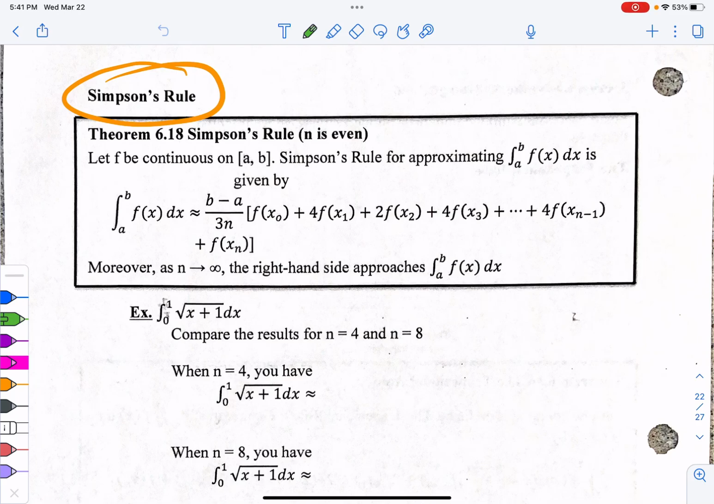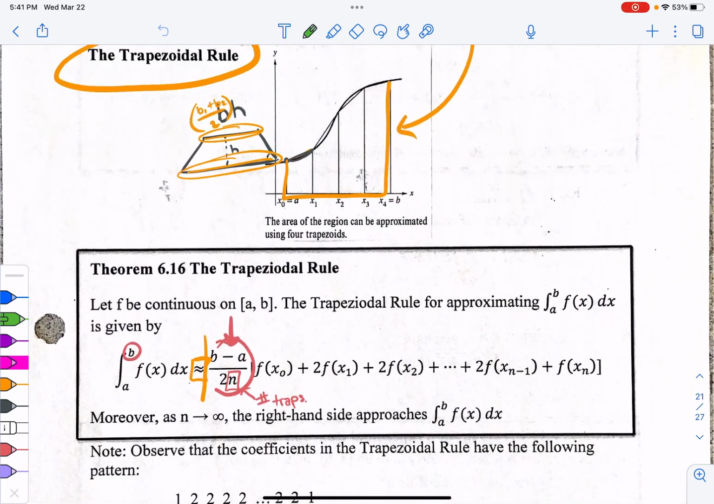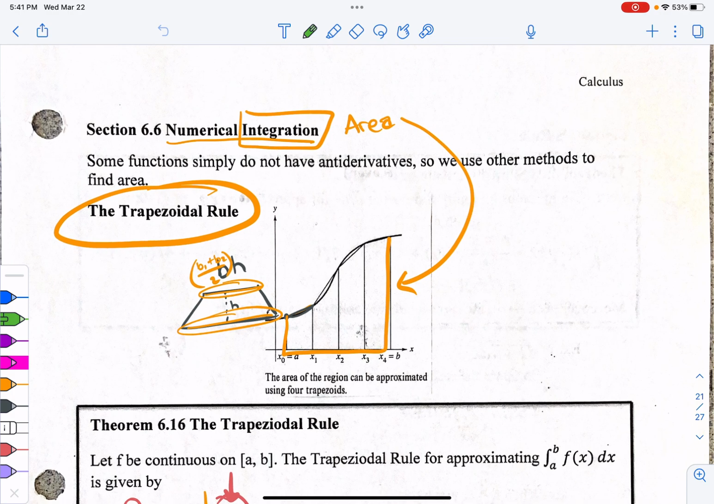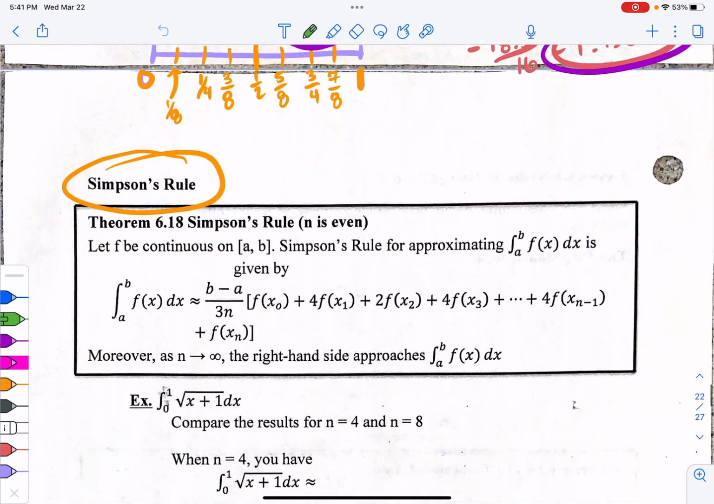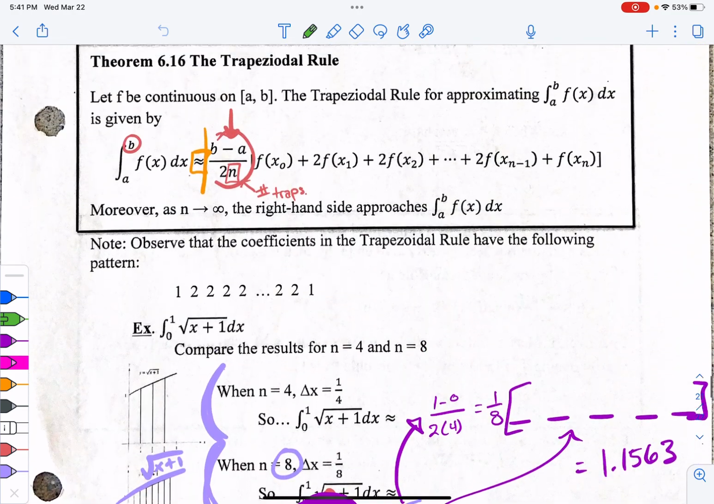All right, Calc. This is the second half of the notes for 6-6. This is the last section of the chapter. So tomorrow, we'll start chapter review, okay? But this is the Simpson's rule. Yesterday we did the trapezoid rule, okay?